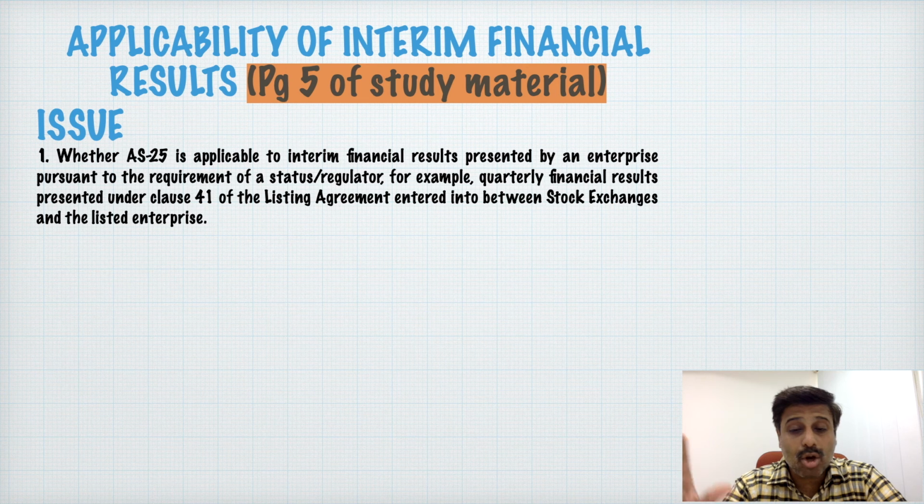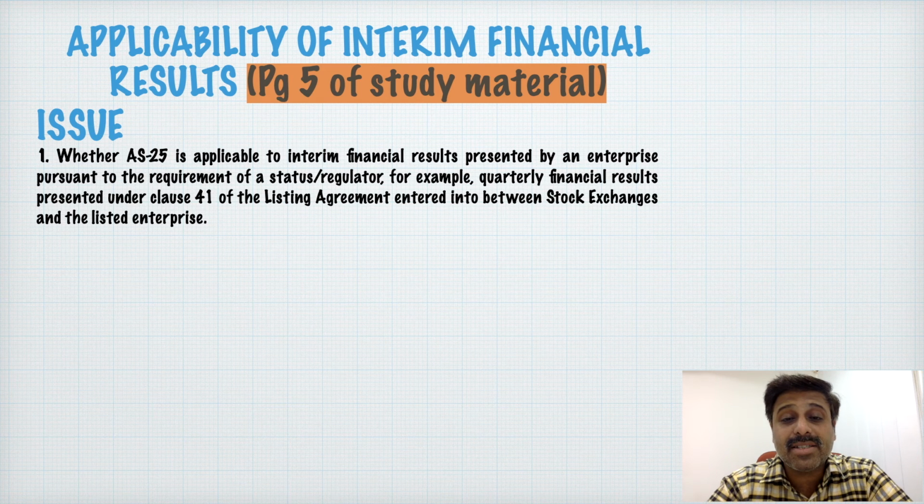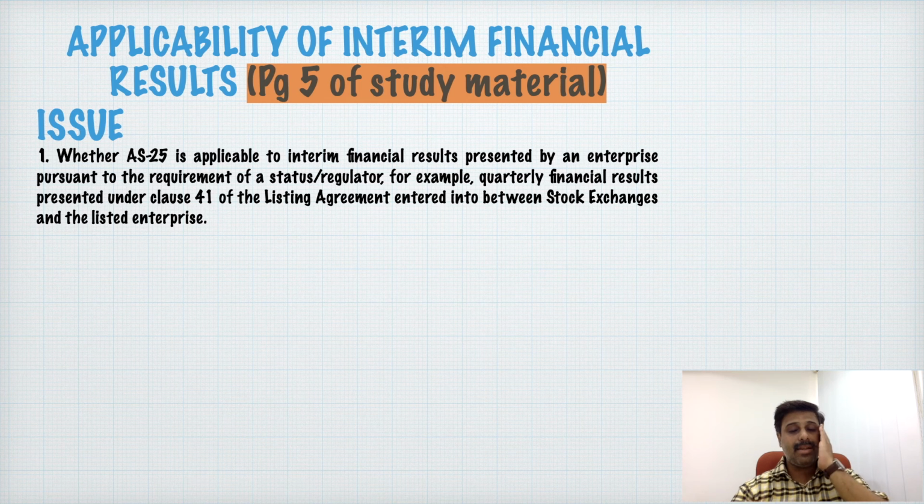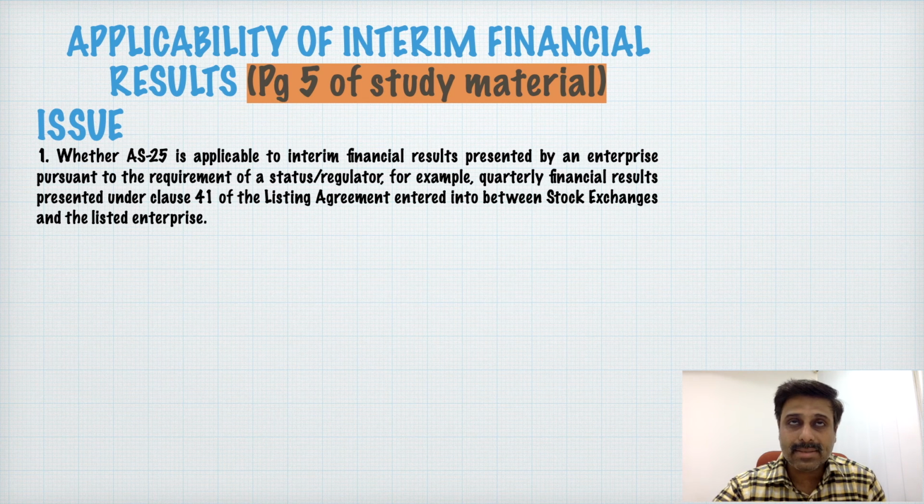As per SEBI's clause 41, if quarterly financial results are to be presented, then do we have to follow AS 25 also in that financial statement? There is a problem. What is the problem? If any company is listed in a stock exchange, they have to follow SEBI guidelines. As per SEBI guidelines, clause 41, they have to make quarterly financial results.